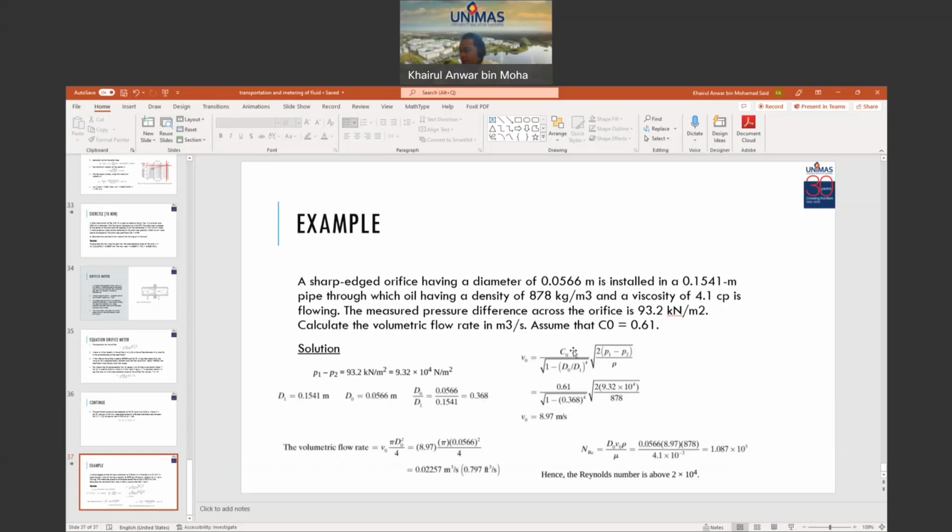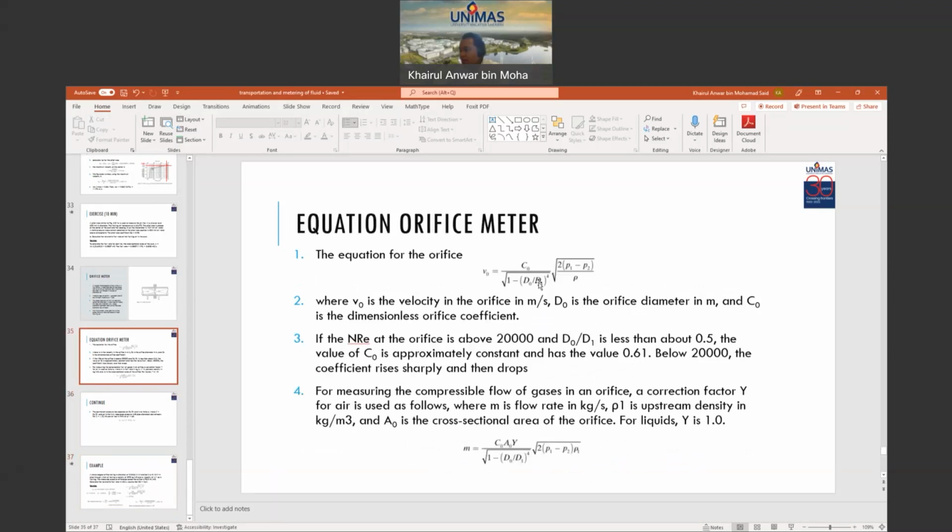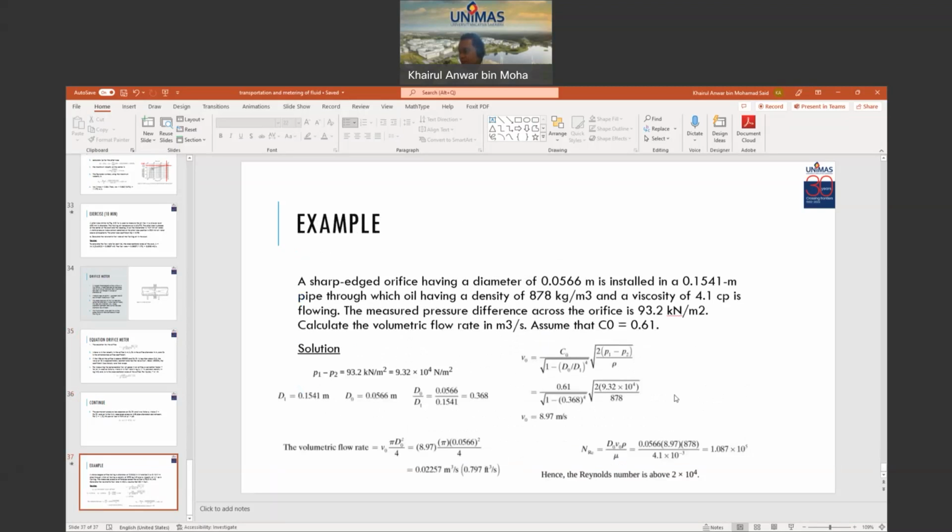So calculate the V naught first. V naught equal to the equation given, the equation for orifice. So 0.61 is from the C naught here. 1 minus 0.368 to the power of 4, this is the delta P over 878, the density. So you get V naught equal to 8.97 meter per second.